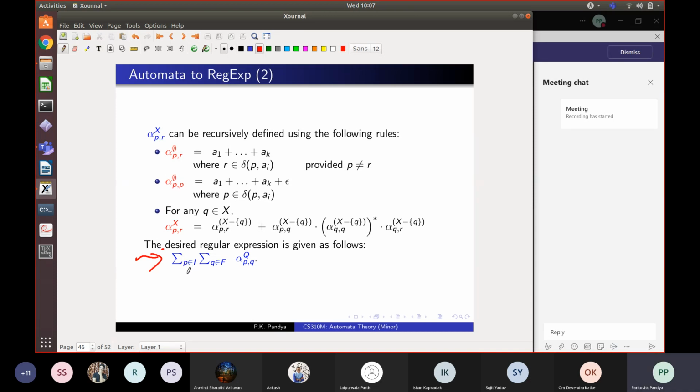Choose some start state, P, some final state, F, and calculate alpha with all states as intermediate states, starting from P going to Q. So this will represent all the runs which will take you from initial state P to the final state Q. And they'll represent all the words which will be accepted by starting at P and ending at Q. And you do this for all possible pairs of initial states and final states and take the plus of those regular expressions. You will get the regular expression for the language of the automaton.